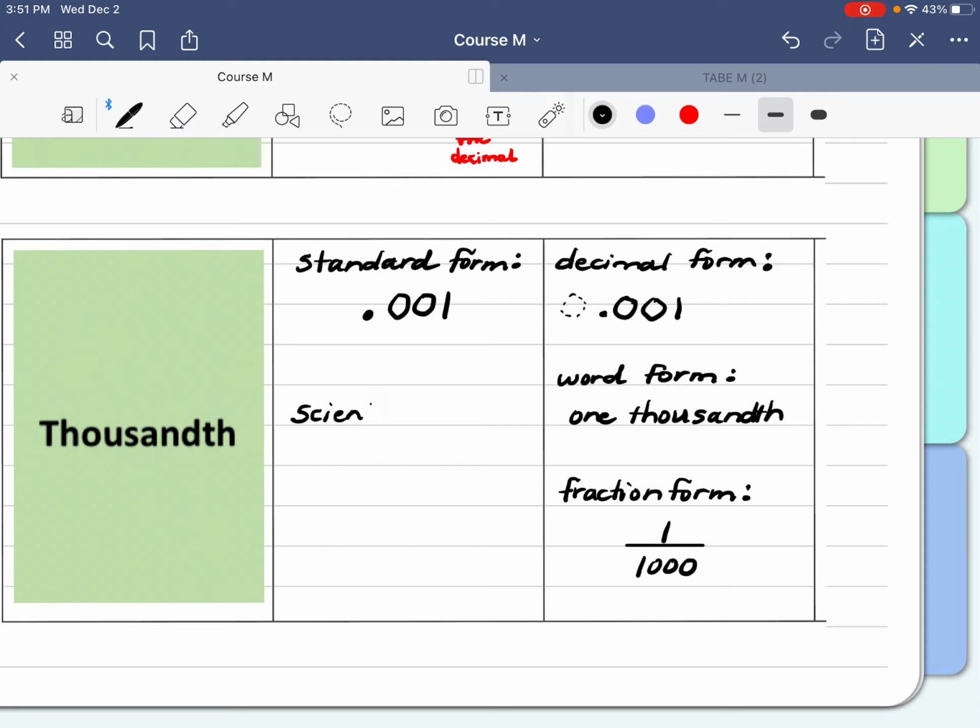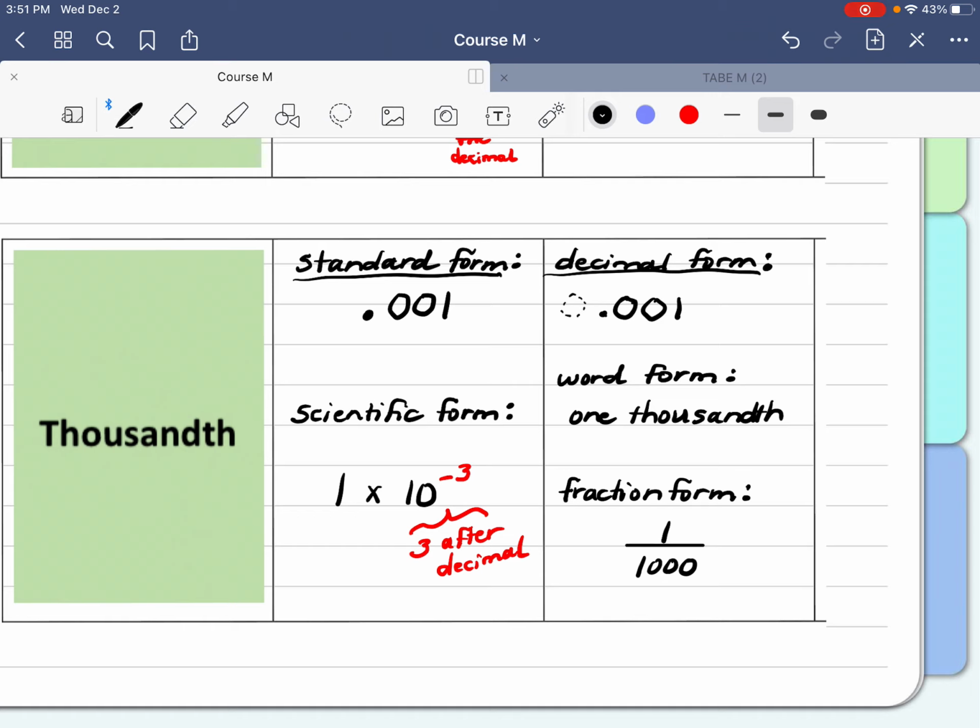Scientific form, the TH tells me that I'll have a negative exponent. I have 1 times 10, and since we're dealing with a TH, it's a negative 3 places. It's 3 after the decimal. So standard, decimal, scientific, word, and fraction.